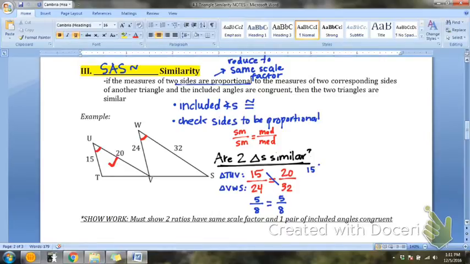What is 15 times 32? Someone in your calculator. What is 15 times 32? 480. 480. That should be the same as 20 times 24. What's 20 times 24? 480. So when you cross multiply, if you get the same number, that's another way to say that they are proportional. Okay? You can just cross multiply and you should get the same thing. So because the sides are proportional and the angles are congruent, we would say yes.